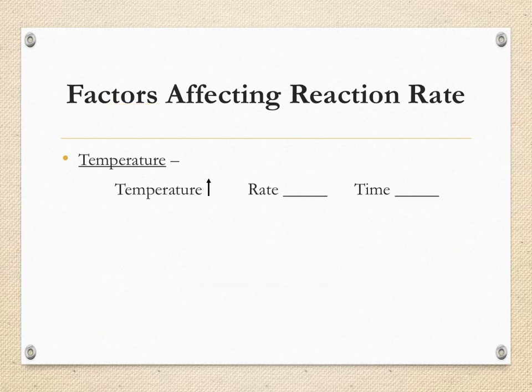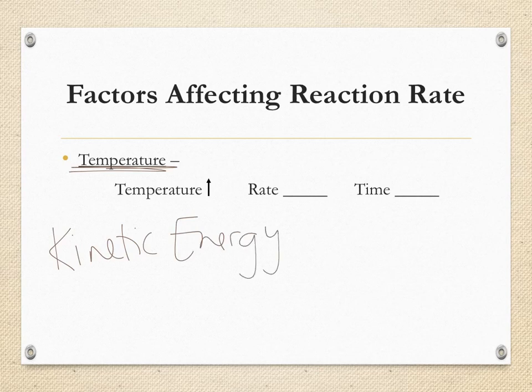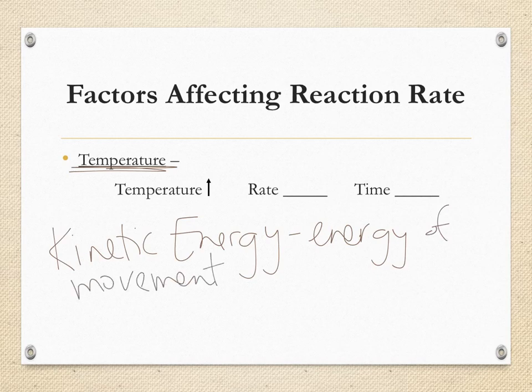Another factor that affects rate is temperature. And so remember that temperature is kinetic energy. And kinetic energy is the energy of movement. So the higher your temperature is, the faster that you're moving. So imagine you had cars that were colliding. The faster your cars are moving, the more likely they are to collide.